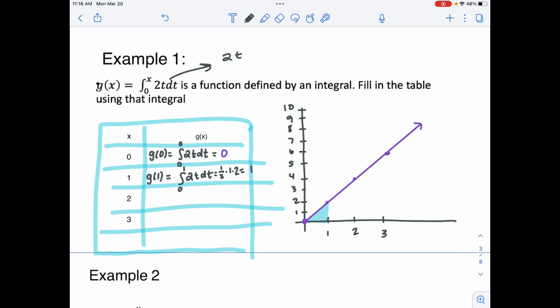Try it if you want to. Go ahead and try the next two. You are welcome to pause, but I'm going to keep going.